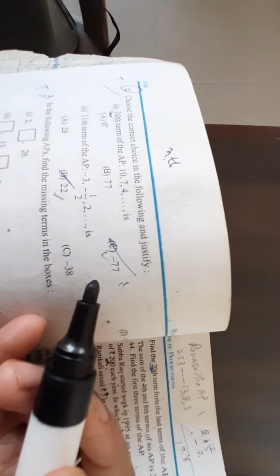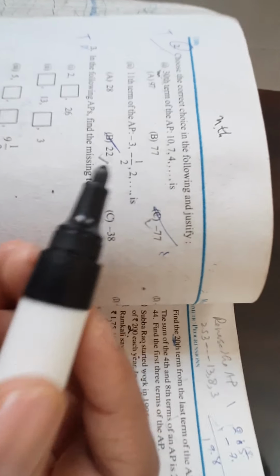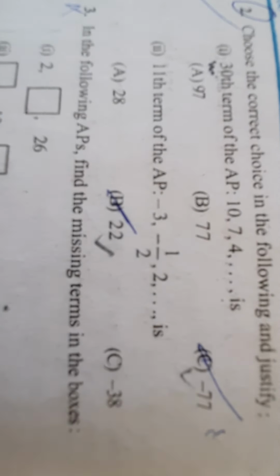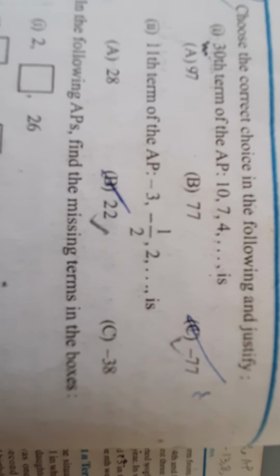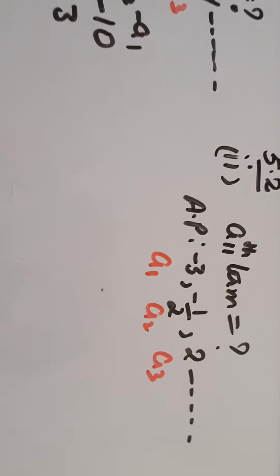So which option is correct? Option C is correct. But see, if you write plus 77, your answer becomes wrong. Now similarly, the second part is there, try it. Find the 11th term of the AP. The AP is given to you, so let us find it.